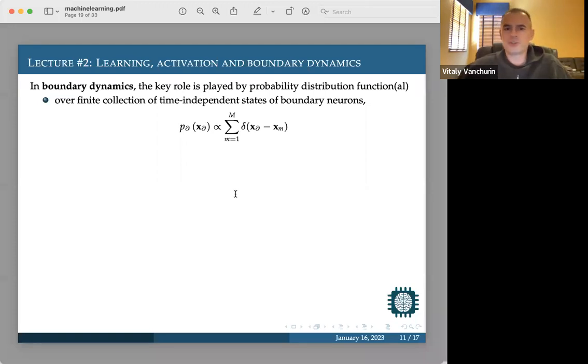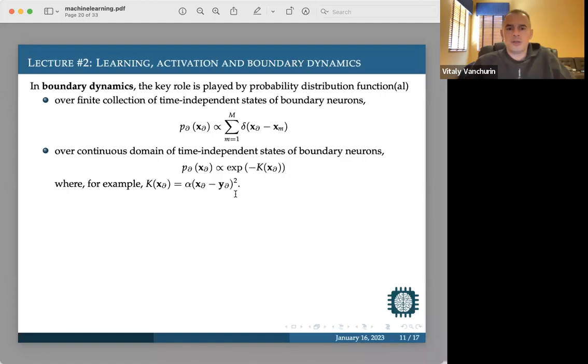You have a probability distribution over a finite collection of time-independent states of boundary neurons. It is a sum of delta functions. You can normalize it. It's not a big deal. X_m here parameterizes those samples. Each X_m can be, for example, a handwritten image of a digit like in the MNIST dataset, or something else. And then you just add them up. This is your probability distribution, and you say, well, neural network, learn it. And that may be your task.